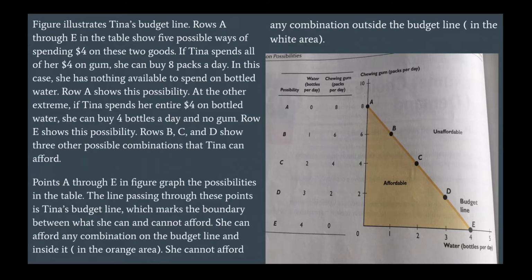Points A through E in the figure graph the possibilities in the table. The line passing through these points is Tina's budget line, which marks the boundary between what she can and cannot afford. She can afford any combination on the budget line or inside it, in the orange area. She cannot afford any combination outside the budget line, in the white area.